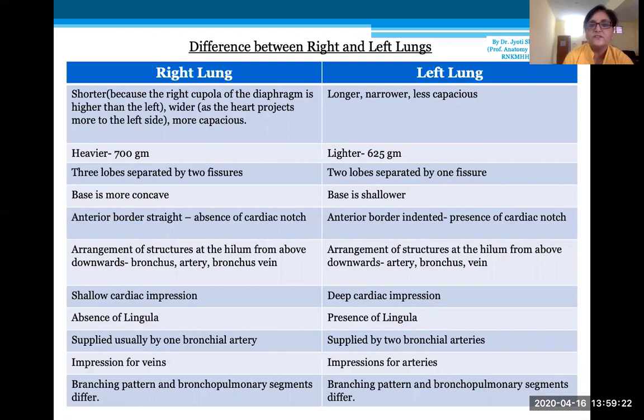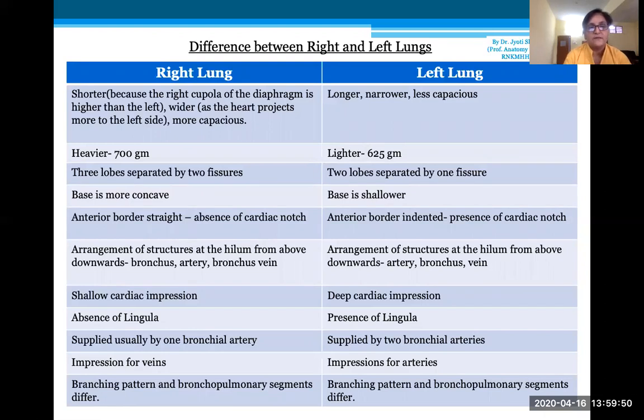Lastly, we see the difference between the right and left lung. The right lung is shorter because the right cupola of diaphragm is higher than the left. It is wider as the heart projects more to the left side. It is more capacious, while the left lung is longer, narrower, and less capacious. The right lung is heavier, it is 700 grams. The left lung is lighter, it is 625 grams in weight.